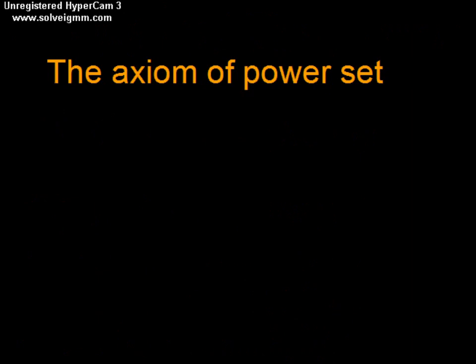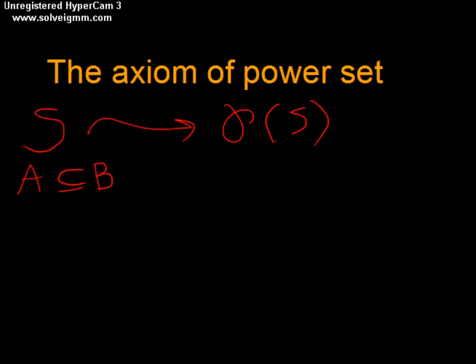Finally, I introduce the axiom of power set. The axiom of power set says that for any set S, we can form the power set of S, which is the set which contains exactly the subsets of S. To write the axiom of power set as a well-formed formula, I first introduce the following shorthand. I say that U is a subset of B if and only if for all X in U holds that X is an element of B. So this is a shorthand.